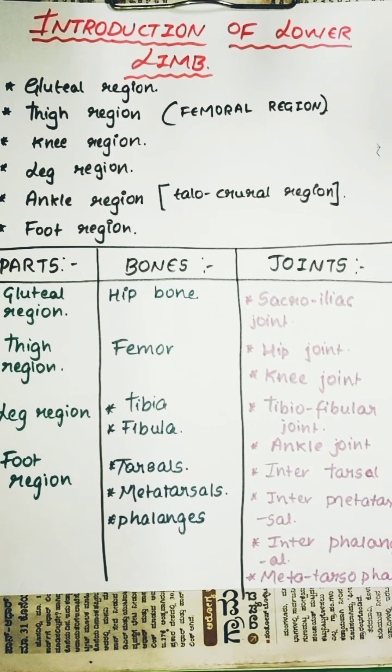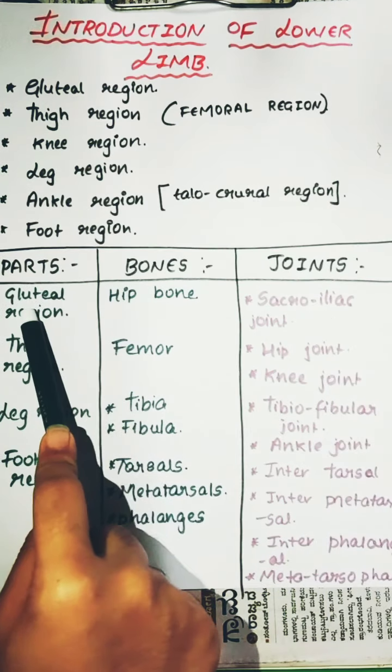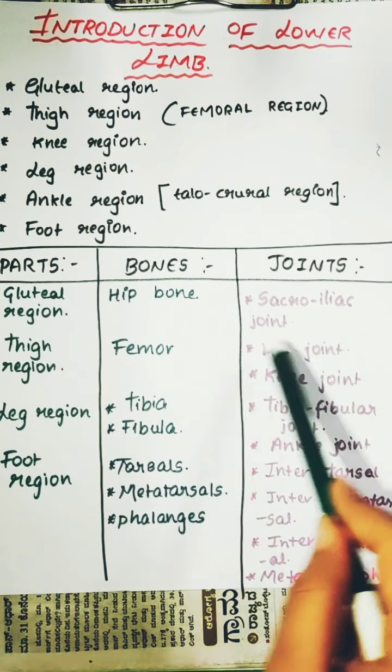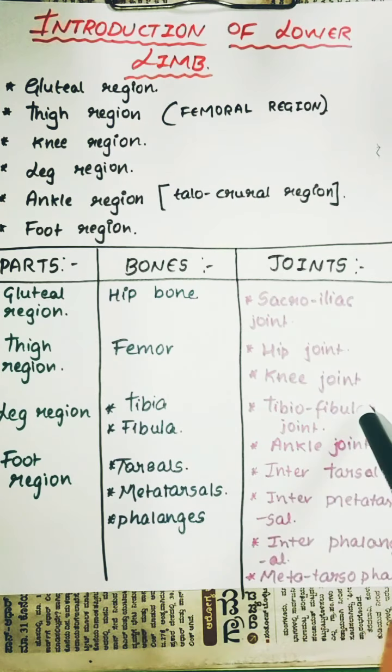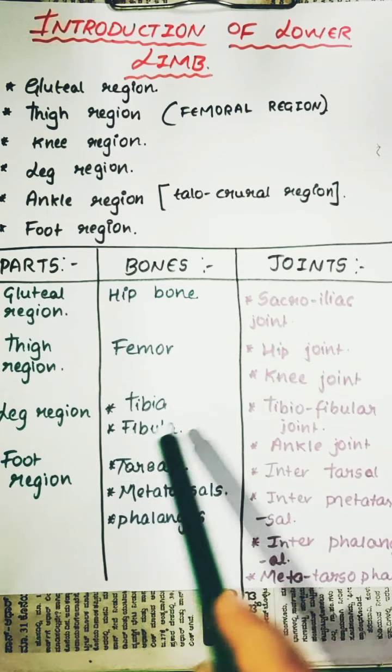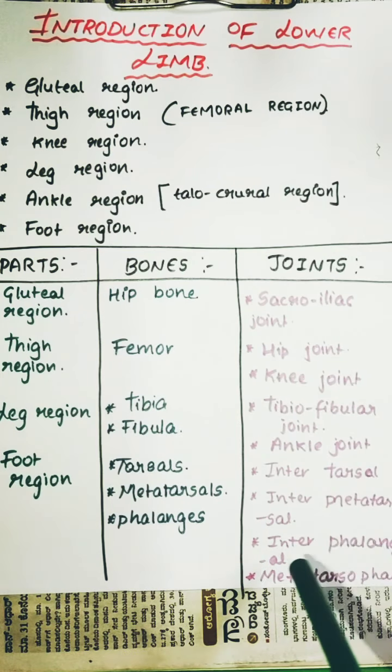We have the gluteal region, thigh region, leg region and foot region. Hip bone and sacroiliac joint are in the gluteal region; femur, hip joint and knee joint are in the thigh region; tibiofibular joint and ankle joint are in the leg region; and tarsals, metatarsals, phalanges, intertarsal joint, intermetatarsal joint, interphalangeal joint and metatarsophalangeal joint are present in the foot region.